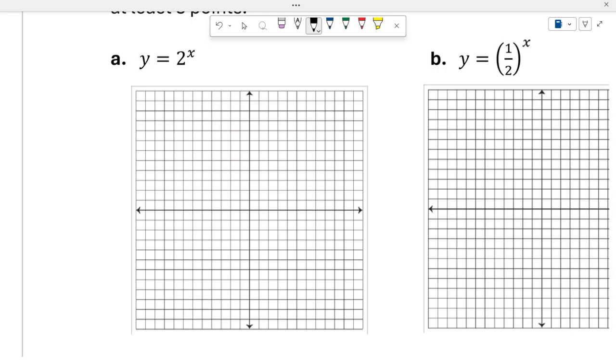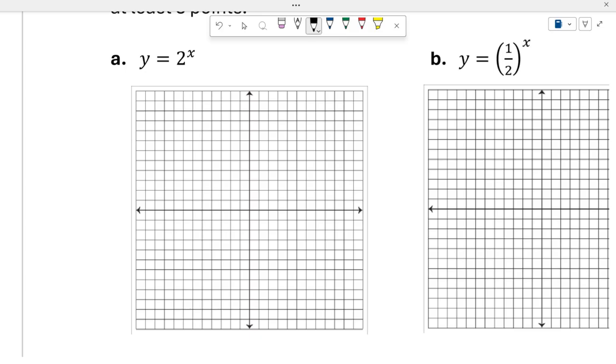We've got y equals 2 to the x. Okay, so this is a relatively basic exponential function. My base is 2. My input is x. I don't have a vertical shift. I don't have a horizontal shift. So this is sort of what a lot of exponential functions are going to look like.